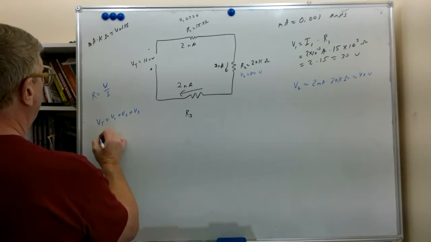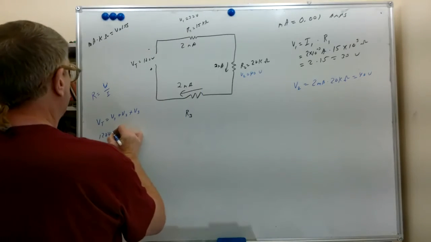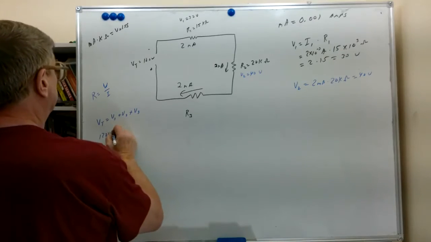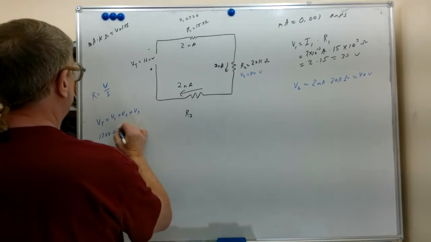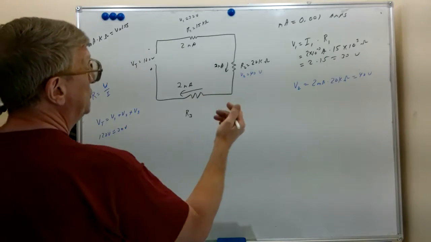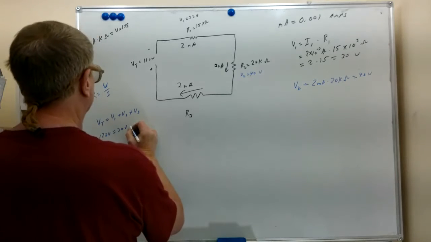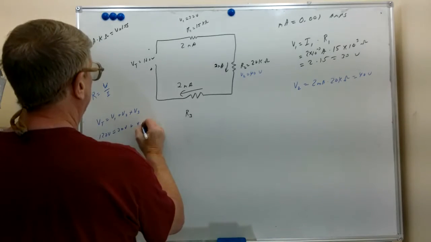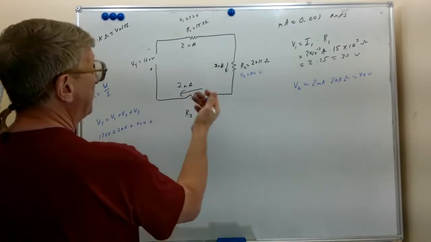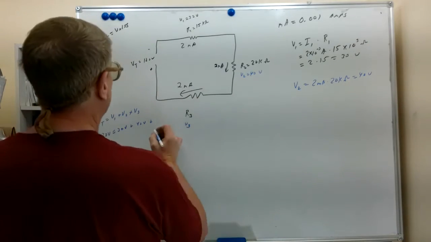VT, 120 volts, equals V1, which we calculated to be 30 volts, plus V2, which we calculated to be 40 volts, so we're going to add 40 volts, plus whatever V3 is. We don't know what V3 is yet, but we're trying to find out, plus V3.